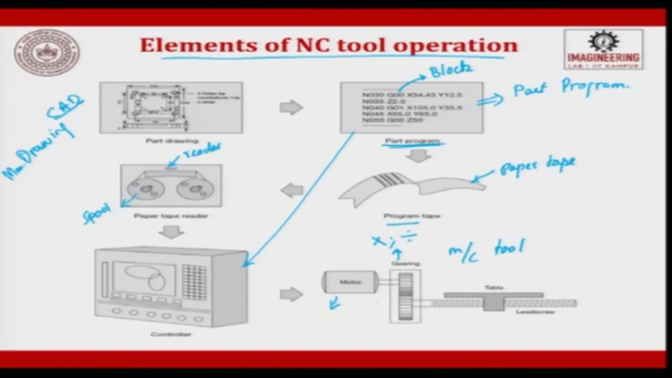You see what is to be done, and this in turn is attached to a lead screw. This lead screw has a table on which you keep the workpiece, or the tool is moved left and right, so that the part you have drawn here gets executed. These are the elements of an NC machine tool used for making a part.